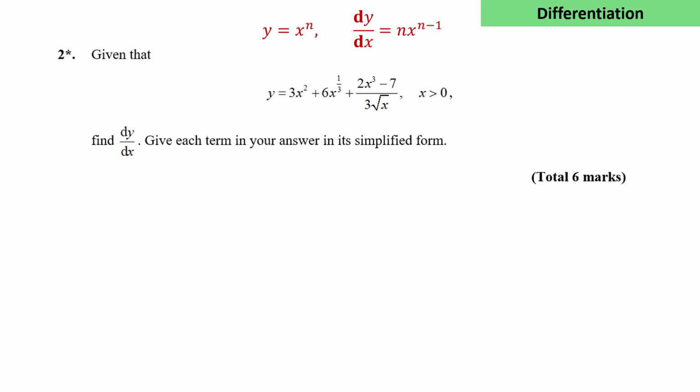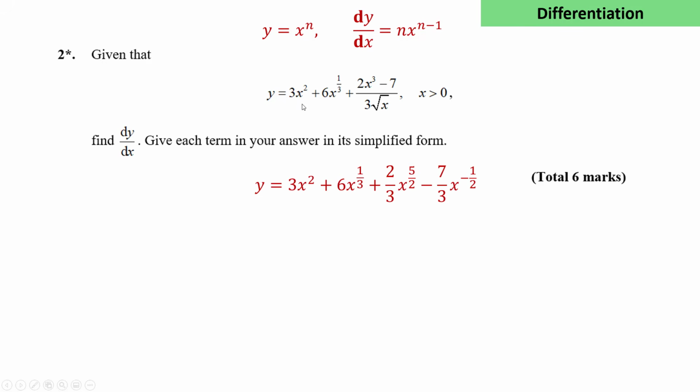Differentiation. You need to know that if you differentiate a power of x, you multiply by the power and you reduce the power by 1. We're given y equals 3x squared plus 6x to the third plus 2x cubed minus 7 over 3 root x. We have to find dy by dx.